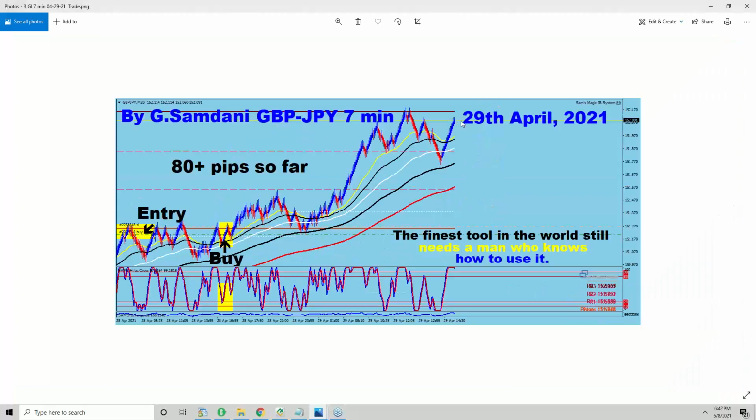Then on the 29th, again, pound yen retraced and started to jump again to the upside. Same conditions. You can see yellow is above the black. Even the 7-minute chart has the same conditions. The setup has to be the same way. Okay. So all these conditions are met here. The alarm started beeping. I took the trade here, and then all the way up 80 pip.